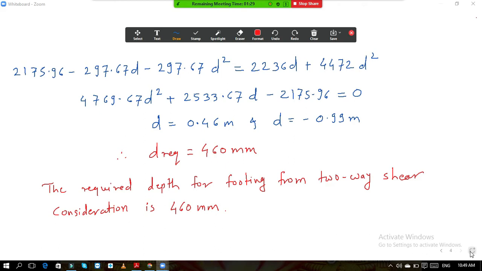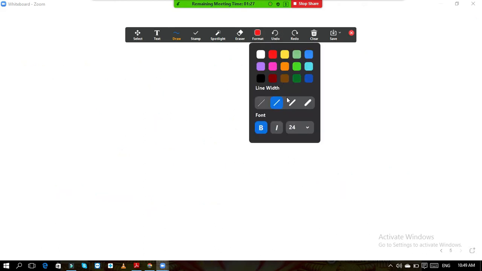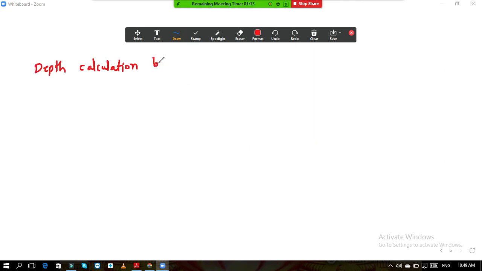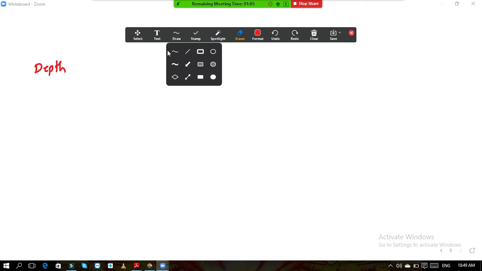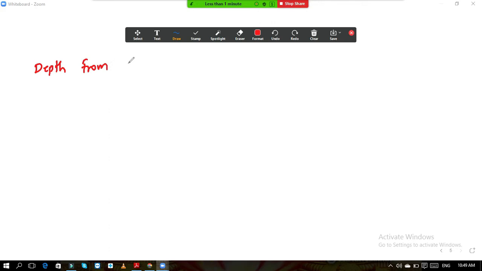So now the next thing is depth calculation, or we can write depth from one-way shear consideration. One-way shear consideration. So now we will see one-way shear consideration. Okay.